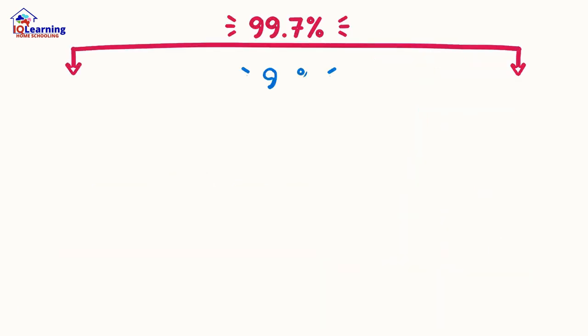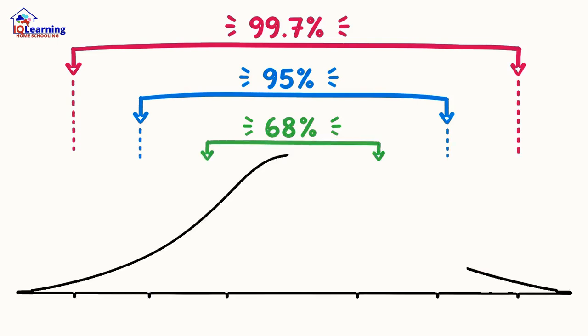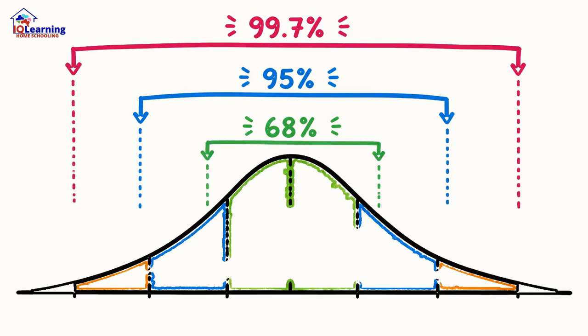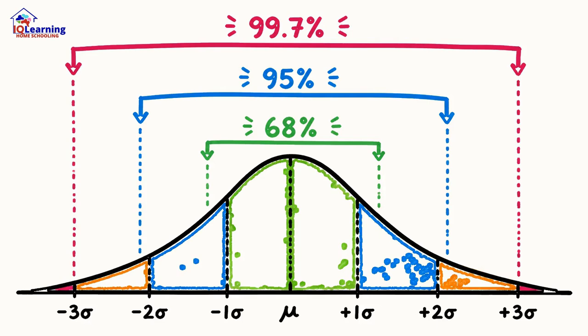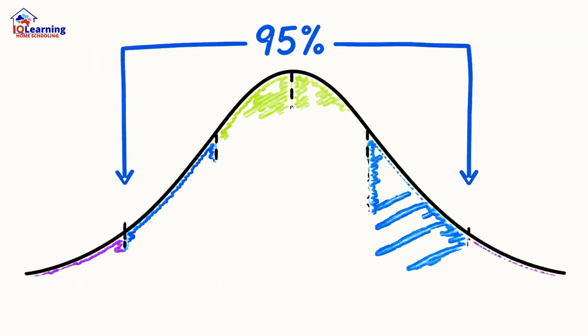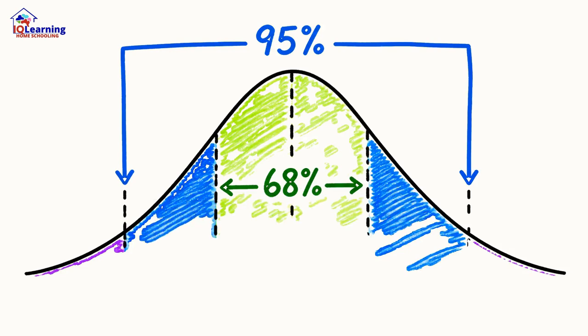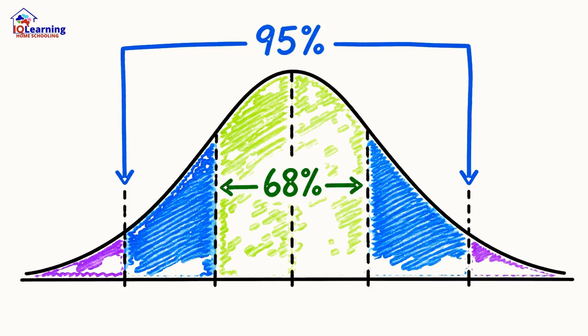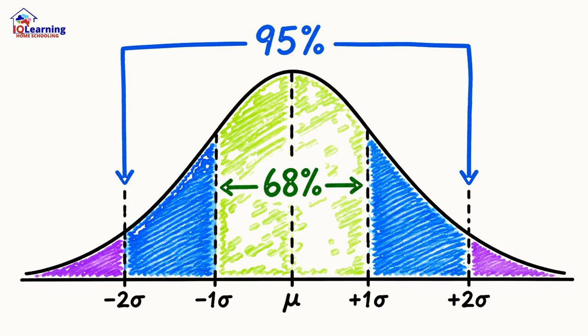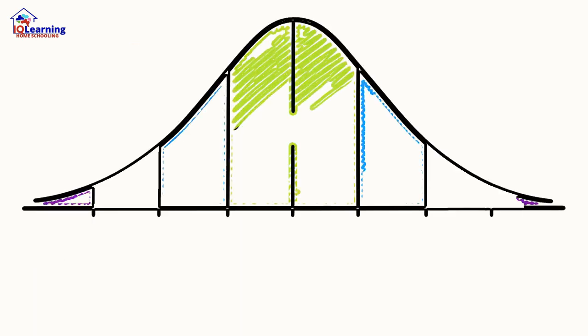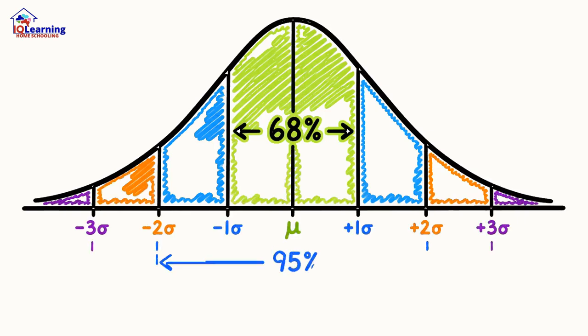But here's the powerful part. For any normal distribution, the proportions are constant. This is the empirical rule. About 68% of all data falls within one standard deviation from the mean. Widen that to 2 standard deviations, and you capture 95%. Go out to 3, and you have 99.7%, almost everything.